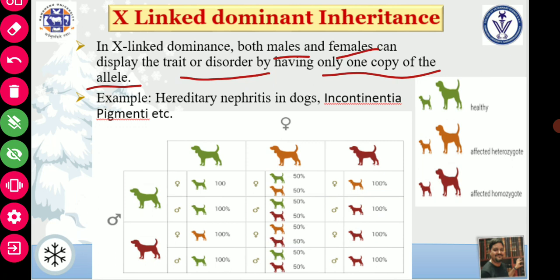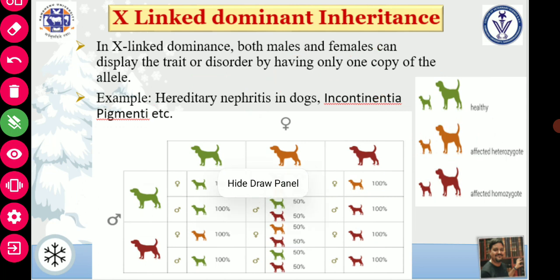An example of this is hereditary nephritis in dogs, and incontinentia pigmenti in humans. Here I could find a picture where the heterozygote has been shown with a different color. So on paper you try to do this cross and find out how X-linked dominant is different from X-linked recessive.